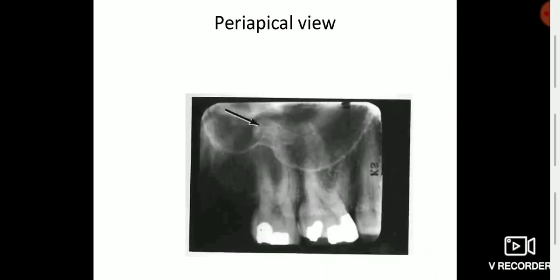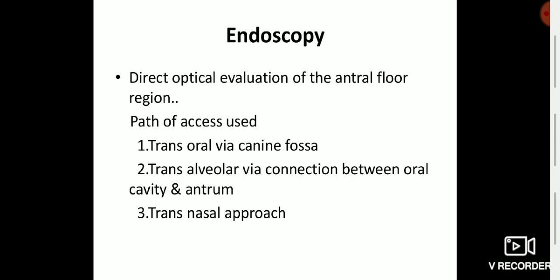And this is your normal intraoral periapical radiograph, which is showing your maxillary first and second molars, and you can see the presence of your maxillary sinus, which is in close proximity to the roots of your maxillary first and second molar. See the arrow showing.